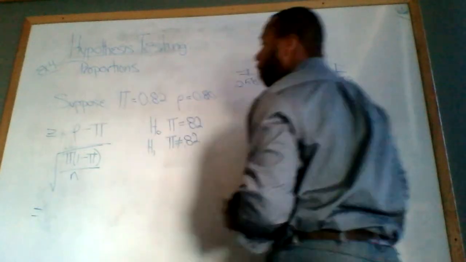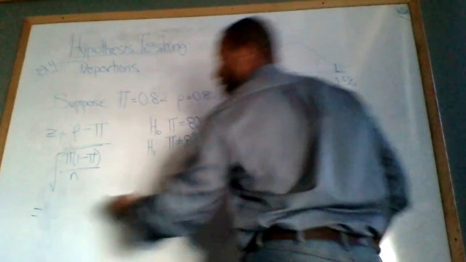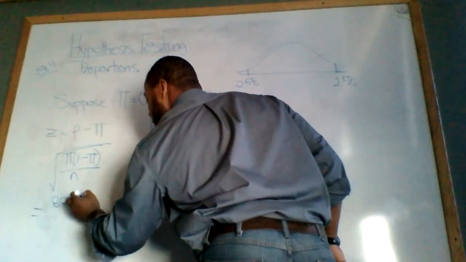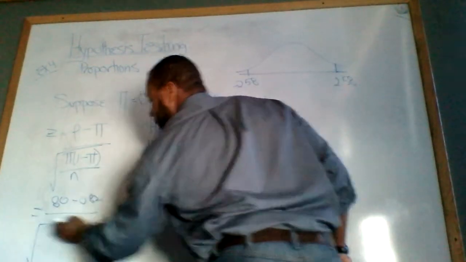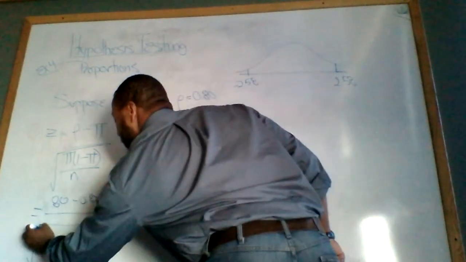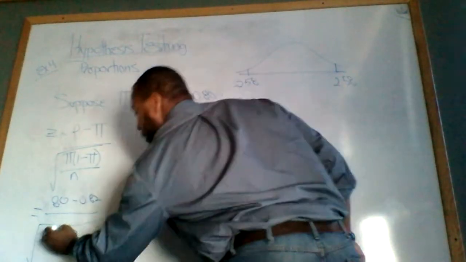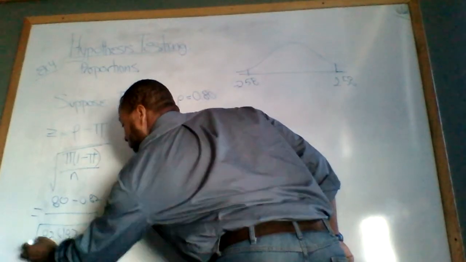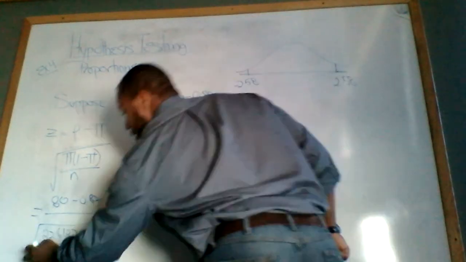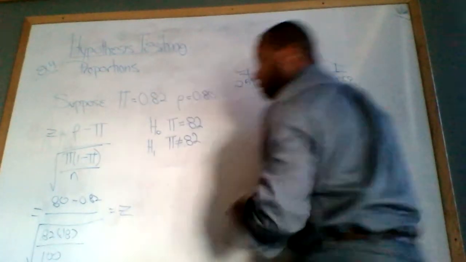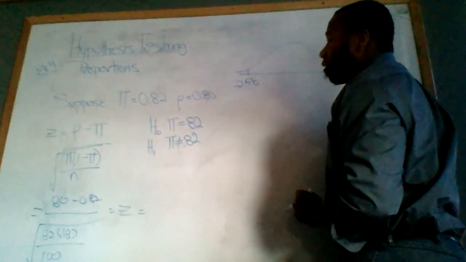Well, just like before, we plug in our numbers. So for our p, we have 0.80. For our pi, we have 0.82. We're going to divide it by the square root of pi, 0.82, times 1 minus pi, 0.18, and divide by n. And here our n is 100 again. Make sense? So, this becomes our z-score, which I'll leave for you to calculate out completely.